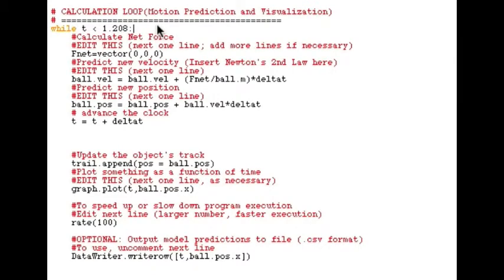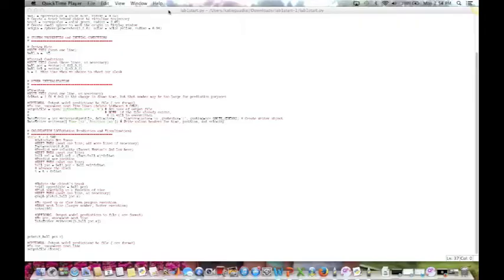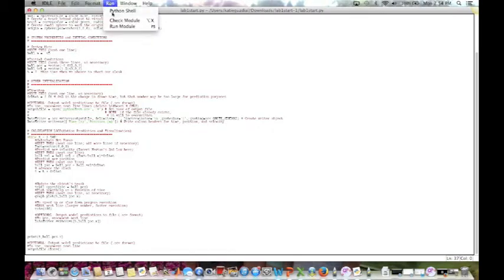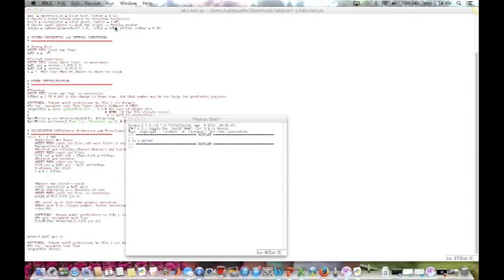is less than 1.208, the ball's velocity will increase by the initial velocity plus the net force divided by the mass times the change in time. The ball's position will change by the ball's initial position plus the ball's new velocity times the change in time. The new time will be the initial time plus the change in time. Since the ball is supposed to be moving in constant velocity motion, the net force is 0. Now, running the Python code should show us an accurate model of the soccer ball and tracker.